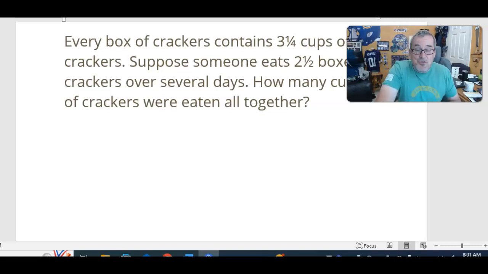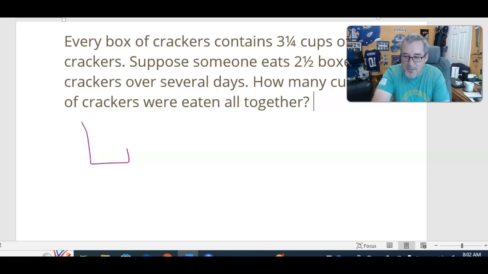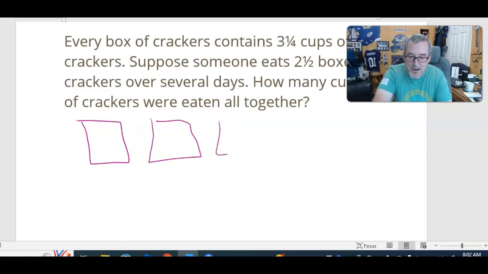We want students to first recognize that this is a multiplication problem. What does multiplication mean? We've been using the idea back when we were working with integers that multiplication means copies of. So every box of crackers contains some cups of crackers. So here's a box of crackers, here's a box of crackers, here's a box of crackers, however many boxes of crackers that we are thinking about, and every box of crackers has 3 1/4 cups. 3 1/4 cups.